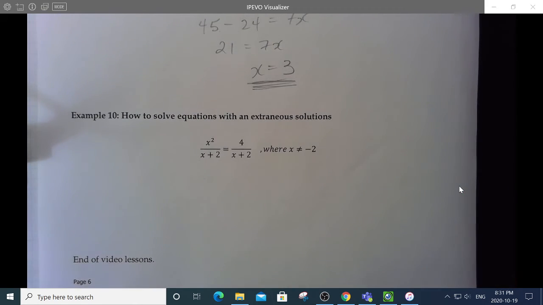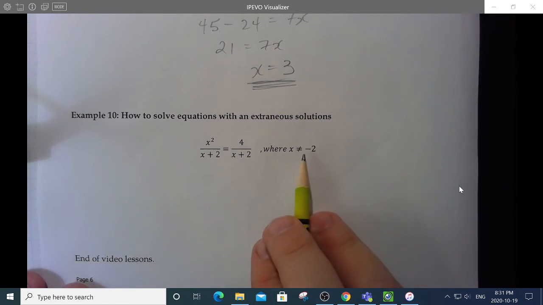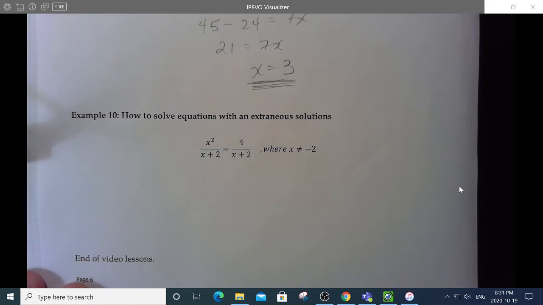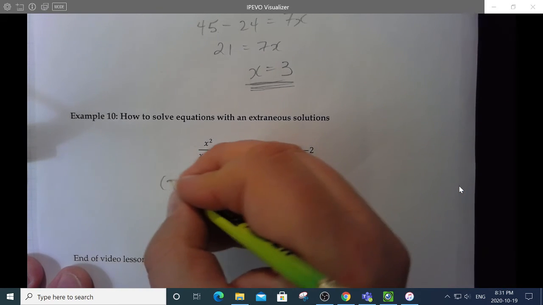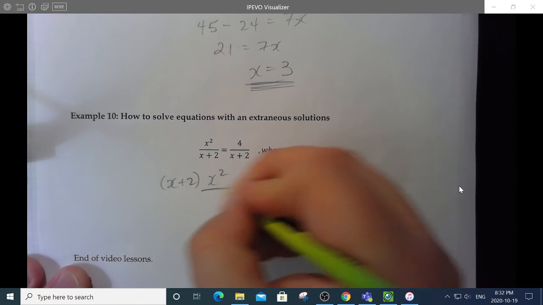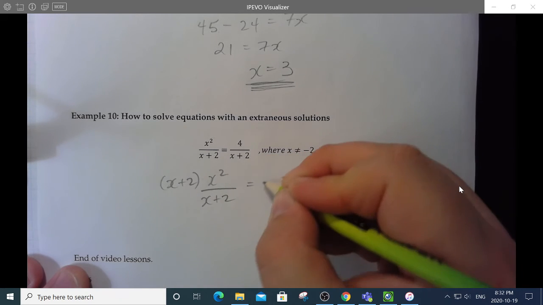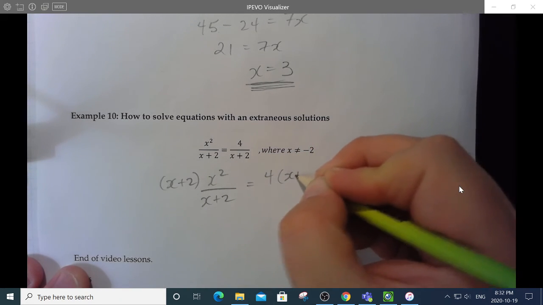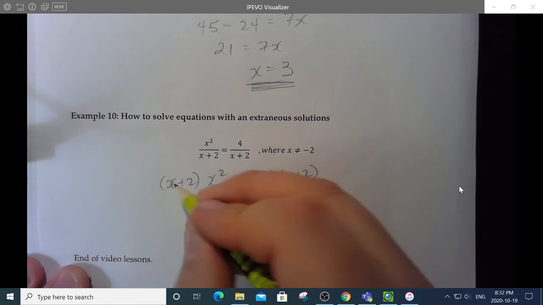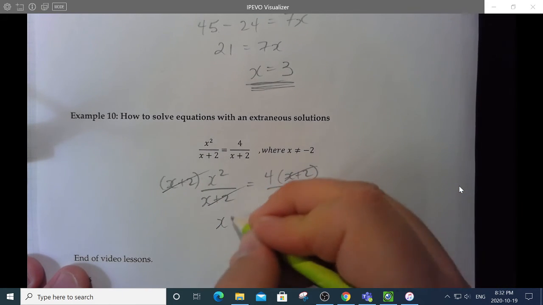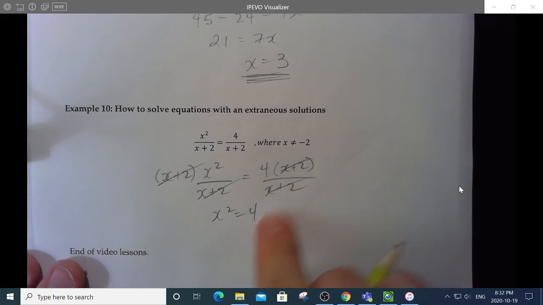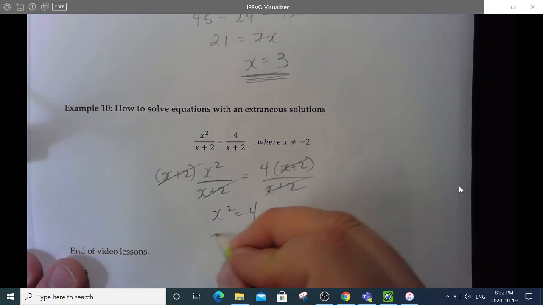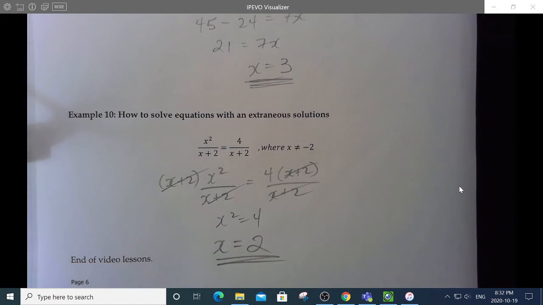Finally, example 10. Ooh, once again, they're being nice. They tell us our x equals negative 2 is our non-permissible value, but I'm gonna actually multiply both sides of this equation by x plus 2. Because you can do that. You can times both sides of the equation by a number. And in this case, it just cancels the denominators. X squared is equal to 4. Now, normally, this has two answers, right? What number times itself is 4? Oh, well, 2 and negative 2. But negative 2 can't be an answer. So the only answer we've got is 2.